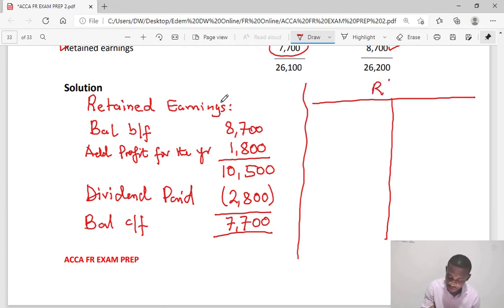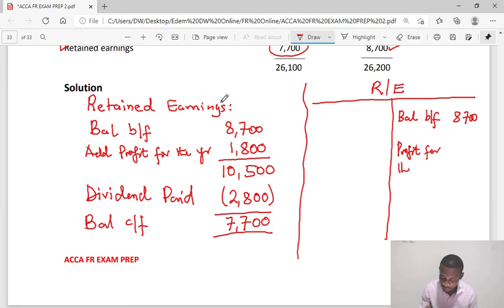Alternatively, if you so choose, you can do the T account. If this is your retained earnings, remember retained earnings is an income account, so it will have a credit balance. So you have balance brought forward, which is 8,700. Then we add the profit for the year. The profit for the year will be added as a credit, and that would be 1,800.